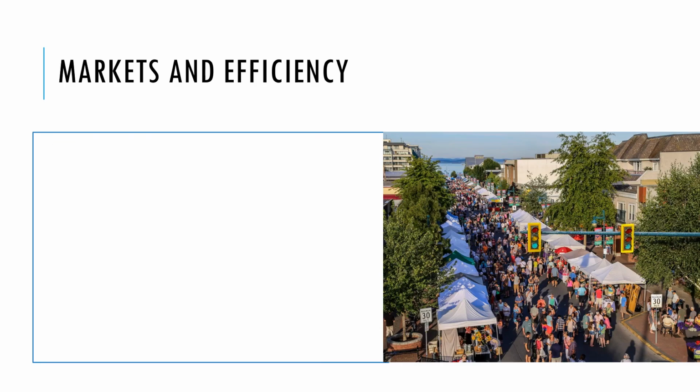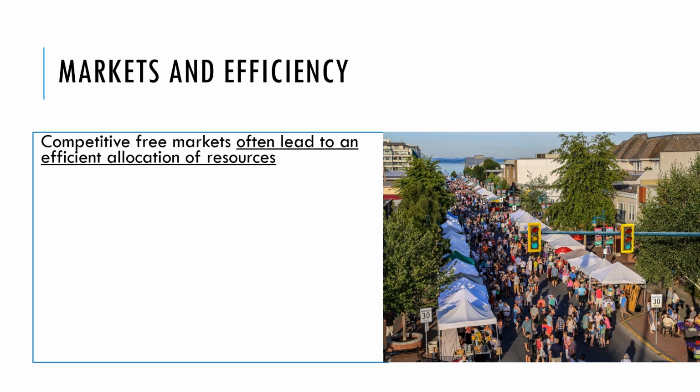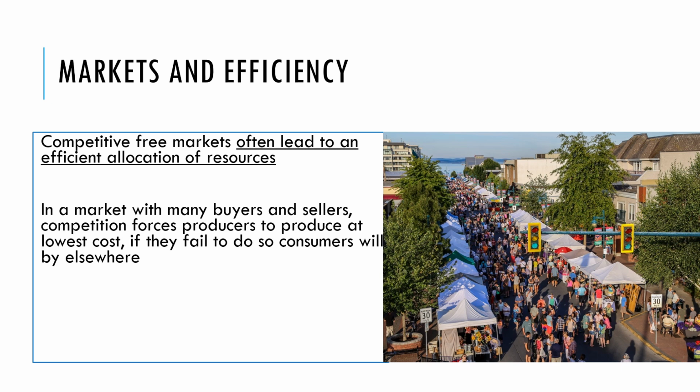So let's think about markets and efficiency. Why would we actually expect markets to give us an efficient outcome? Well, competitive free markets often lead to an efficient allocation of resources. In a market with many buyers and sellers, competition amongst the sellers forces producers to produce at the lowest cost. If they don't do that, consumers are free to go to another seller and buy from them. So we would expect markets through this process of competition to create productive efficiency.